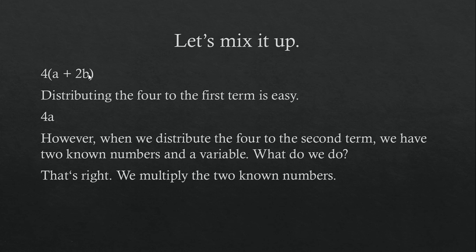And that's right, we multiply the two known numbers. So 4 times 2b becomes 8b. b just tags along.